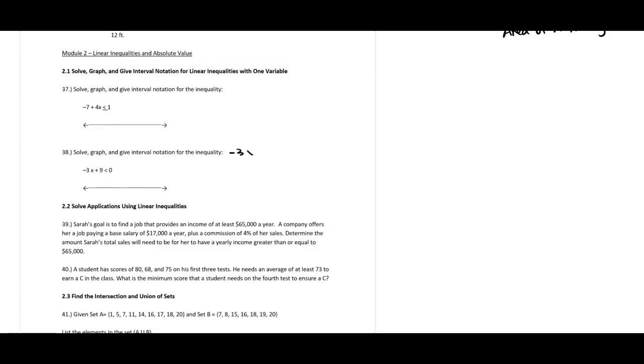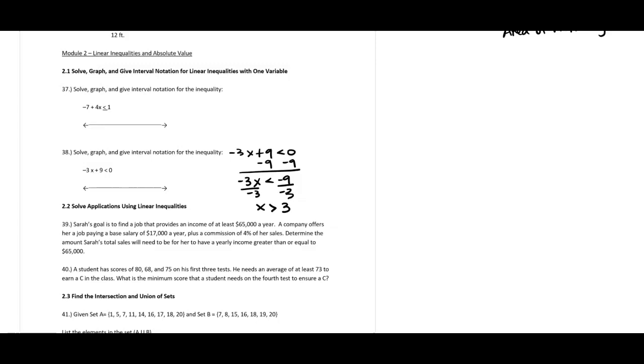So negative 3x plus 9 is less than 0. I want to solve it for x, so let's subtract the 9 over first. That gives me negative 3x is less than negative 9. But now to get x by itself, I need to divide by negative 3, which makes that inequality sign flip the other way. So x is no longer less than; we're going to put it as greater than 3.